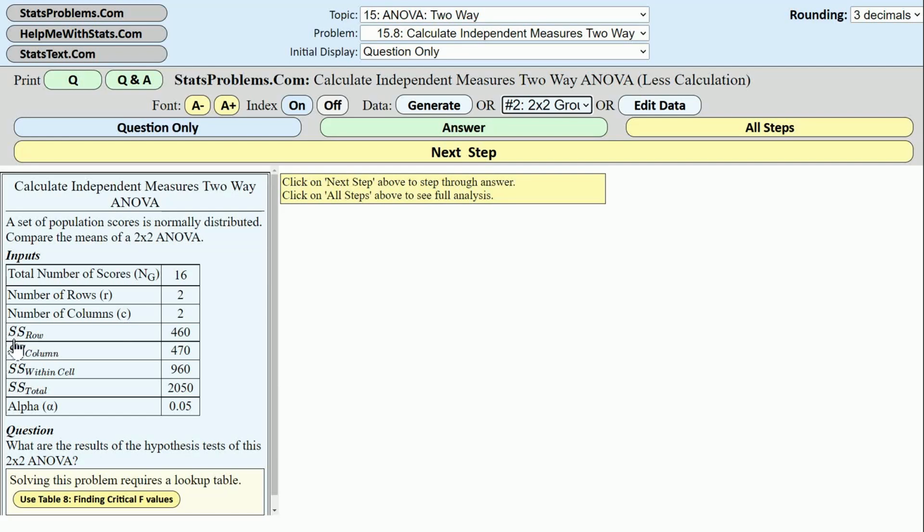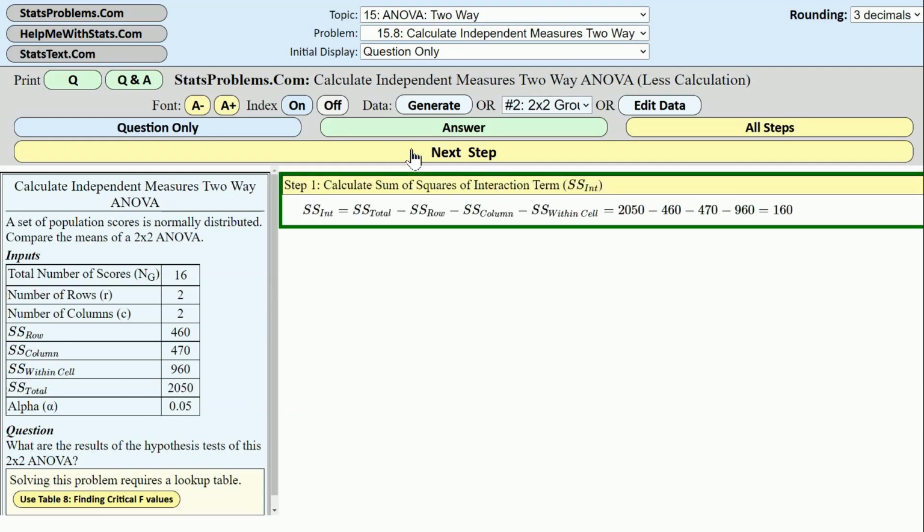Sum of squares row, SS row, is 460. Sum of squares column, SS column, is 470. Sum of squares within cell, SS within cell, is 960. Sum of squares total, SS total, is 2050. Alpha is 0.05. What are the results of the hypothesis tests of this 2 by 2 ANOVA? Let's step through the solution by clicking on the Next Step button.